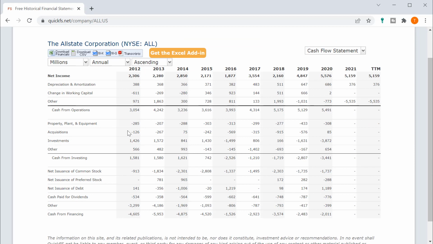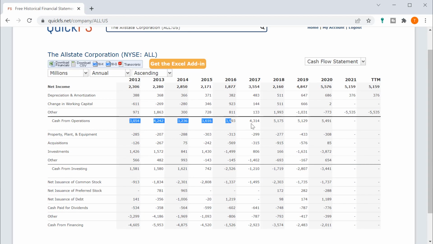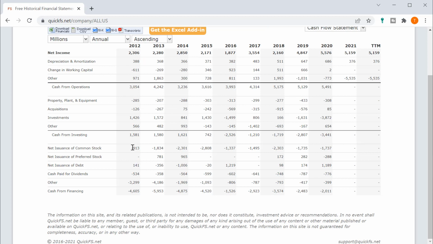But in terms of cash flow, what I want to see is what are they using their cash for? Cash from operations has been positive every year for the last decade, which is really nice to see, going from $3 billion to about $5 billion. We're going to compare this number against that market cap earlier. But what you can see is they're buying back shares every single year: $1 billion, $1.8 billion, $2.3 billion, continuously buying back shares and dropping that share count, which is really nice to see. In addition to buying back shares, they're also paying a lot in dividends every year.